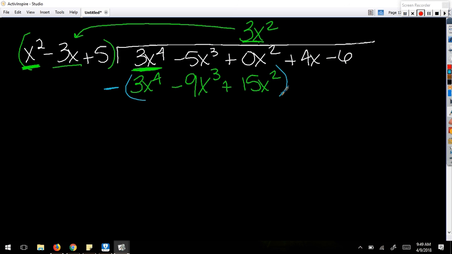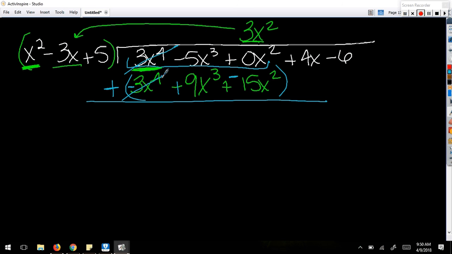I'm going to subtract the whole polynomial, which means I'm going to do same, change, change everything. If you've done it correctly, your first term will cancel out every single time. 3x to the 4th and negative 3x to the 4th, done.